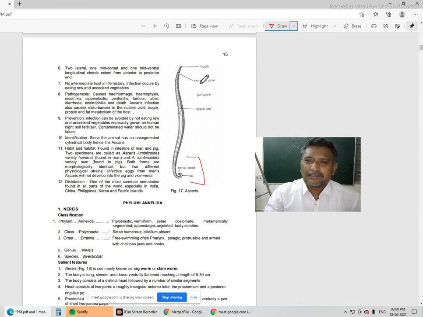That belongs to the entire body. Male Ascaris, sir. The posterior end is curving in nature. A pair of copulatory spicules are there. Based on that property, we can say that it belongs to male Ascaris.